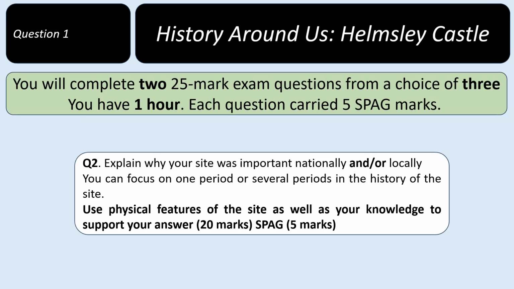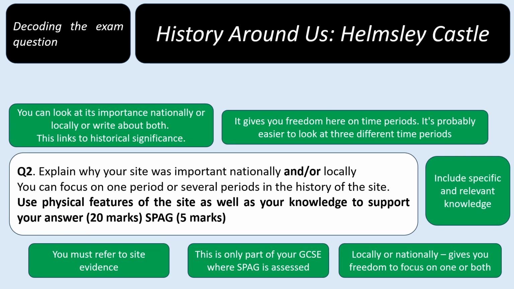So the second question said, explain why your site was important nationally and or locally. You can focus on one period or several periods in the history of the site. So you've actually got quite a lot of flexibility for this question. You can look at its importance nationally or locally, or you could write about both. And very much this question links to the second order concept of historical significance.